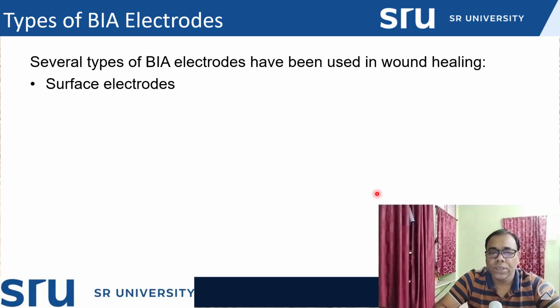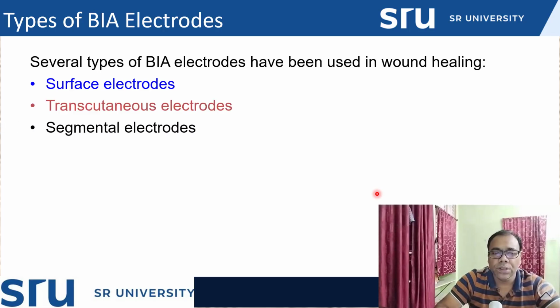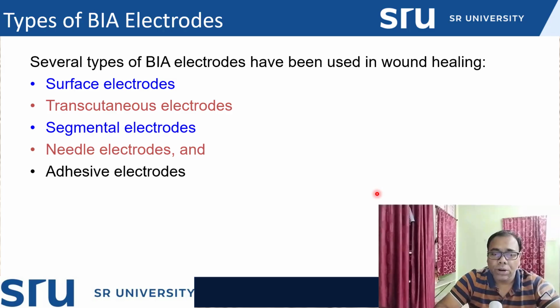That includes the surface electrode, which is simple and not inserted; those details I will discuss in the coming slides. The second type could be the transcutaneous electrode. Similarly, a segmental electrode can be there, a needle type of electrode, and one can go for the adhesive kind of electrode. So there are different profiles and types of electrodes available for the making process.